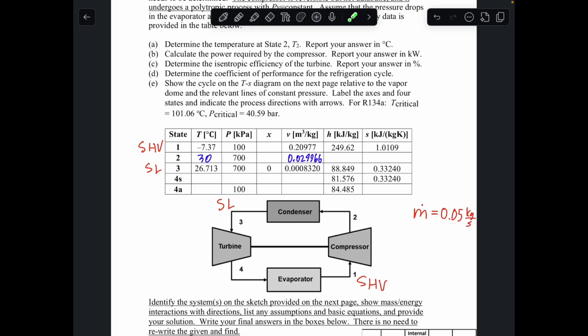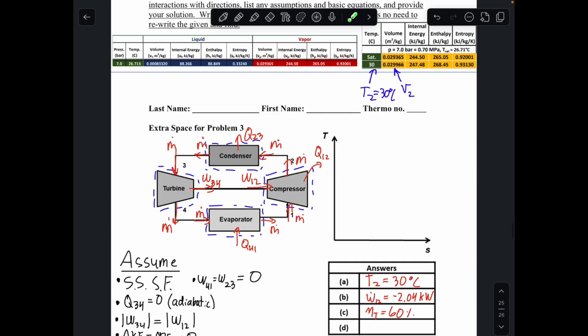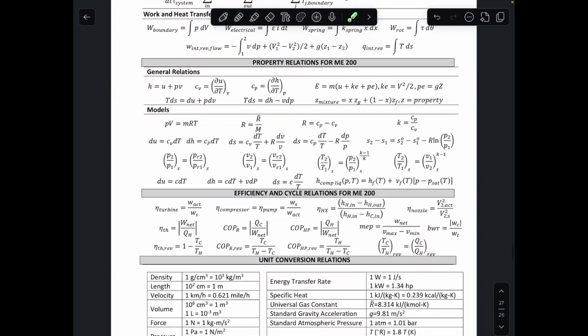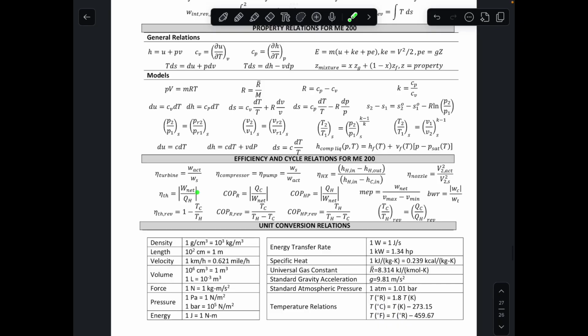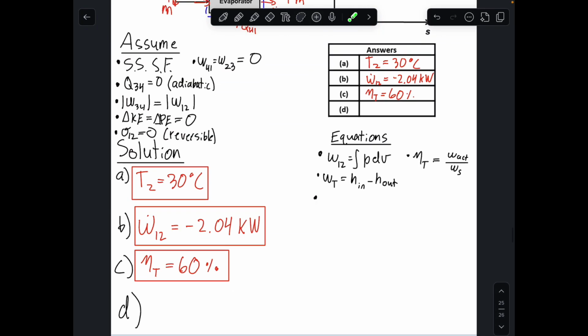So we have our equation down in the equation sheet. Let's go look at that for the COP of a refrigerator. It's right here, and it's defined as QC divided by our net work term. So we need to remember what these terms are. Let's scroll up to our system and look at what those terms are.